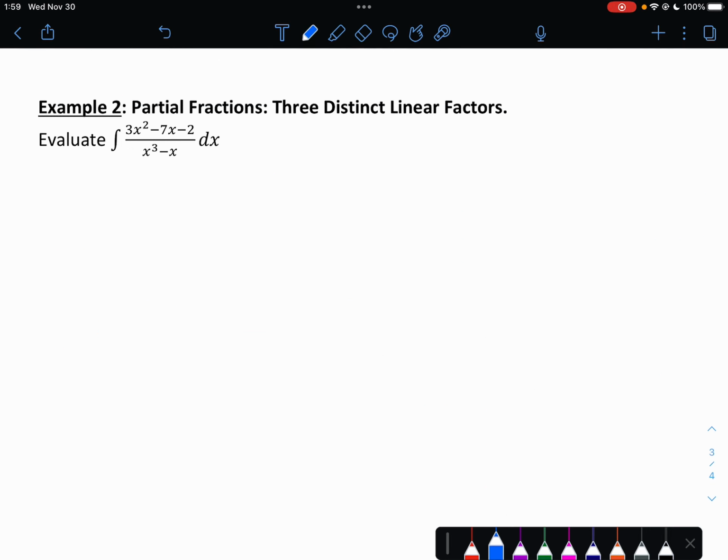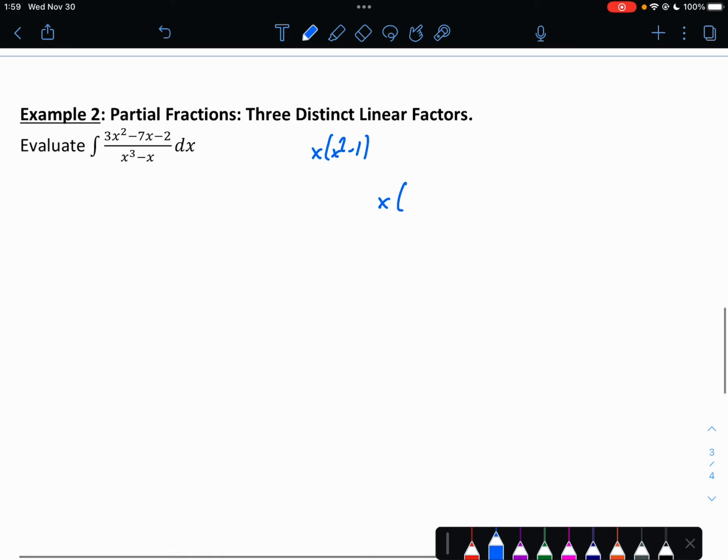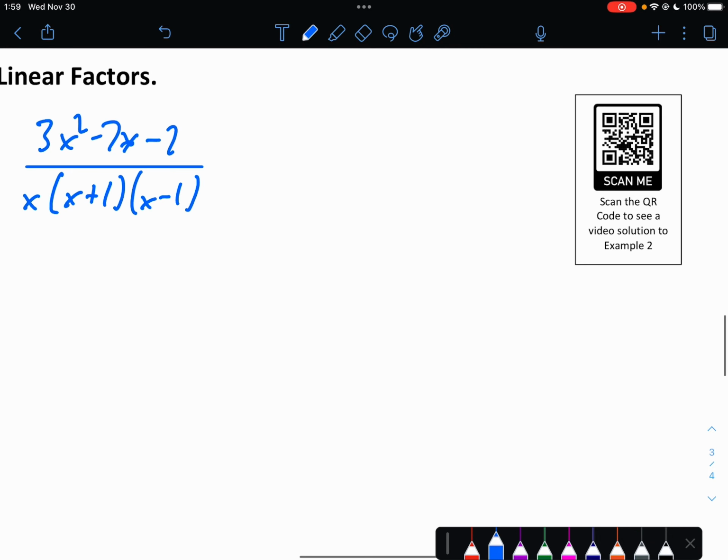Okay, here's another one. So this has three distinct linear factors. How do I know that? Well, let's factor this. The denominator is going to factor to x times x squared minus 1, right? That's going to be x times x plus 1, x minus 1. So I have 3x squared minus 7x minus 2 all over that. So I should have three distinct linear factors here. A over x, b over x plus 1, c over x minus 1.